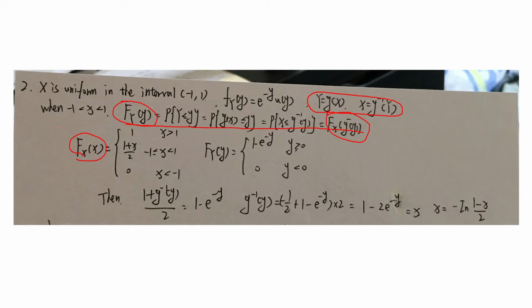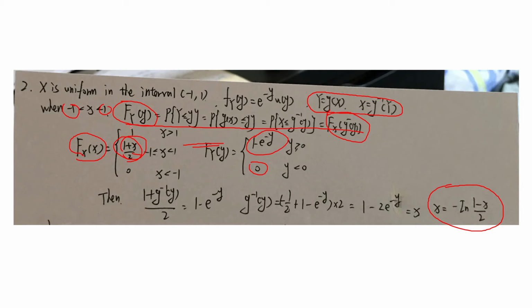So when x is between -1 and 1, F_x(x) should be in this part, and we need to set this equal to this part, because we need to find the relationship between x and y. If we set this equal to this, it makes no sense. So we set this part equal to this, so we can find g(x) in the range between -1 and 1. It should be like this. This is g(x).